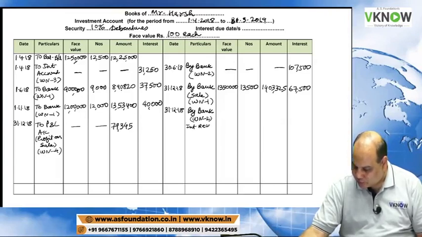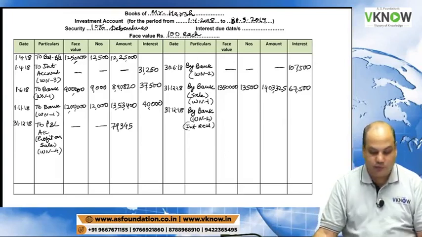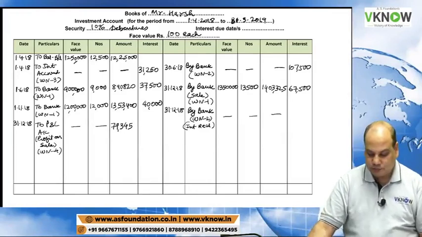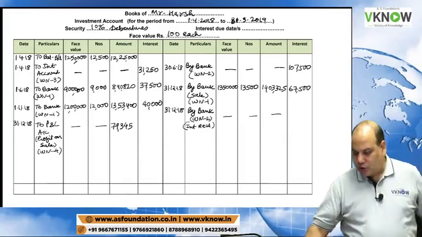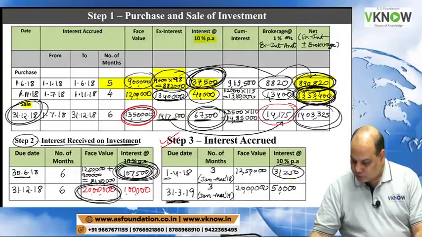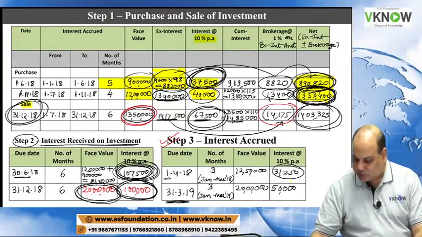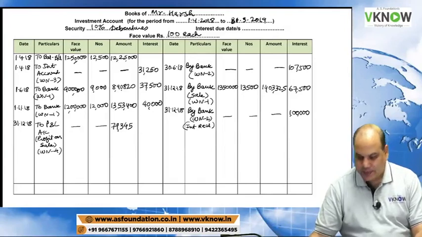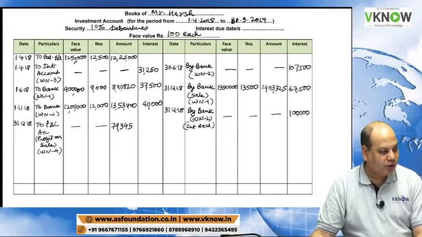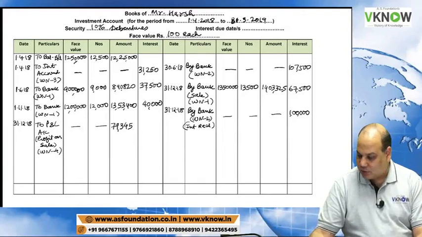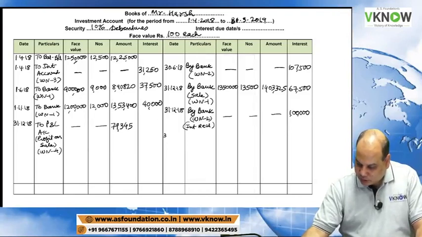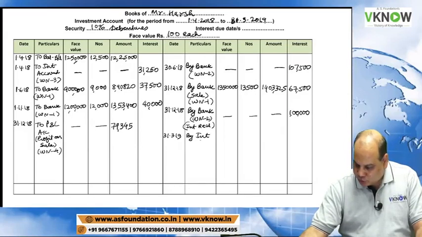Interest received. So please go to working note 2 and tell me interest received. Interest received will be on the screen, working note 2 below, 1 lakh rupees in red font. 31/12/18. Is it 1 lakh rupees? 1 lakh is right.